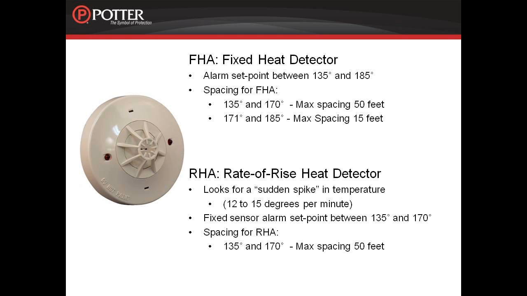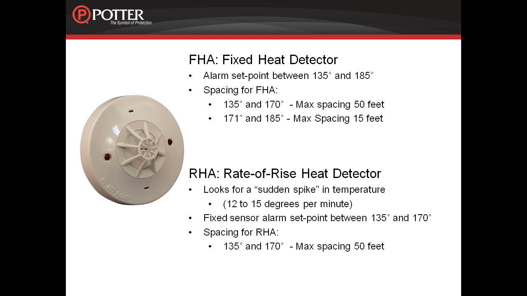The RHA, or rate of rise heat detector, looks identical to the FHA. The detector operates on a rate of rise element and a fixed temperature sensor. The rate of rise portion looks for a sudden spike in temperature regardless of the starting temperature, usually 12 to 15 degrees per minute. A sudden spike may not necessarily reach the fixed temperature alarm set point. Therefore, this device will alarm at lower temperatures when a sudden spike is seen by the rate of rise sensor. In the event of a slow, smoldering fire, the fixed temperature sensor will alarm at its programmed temperature.